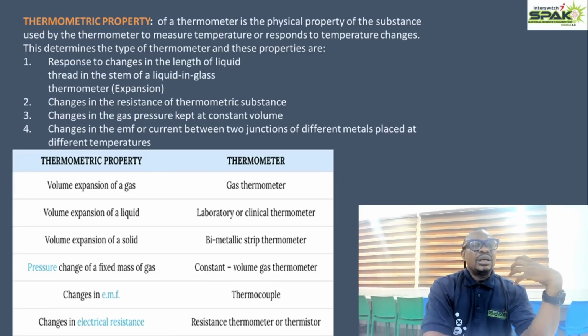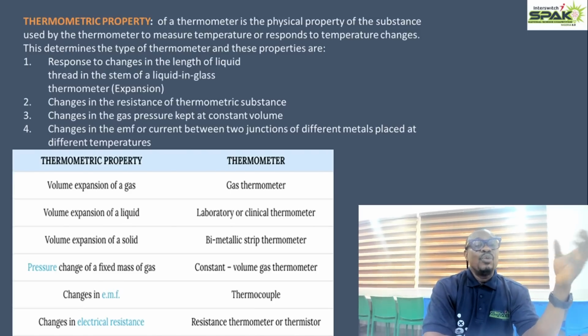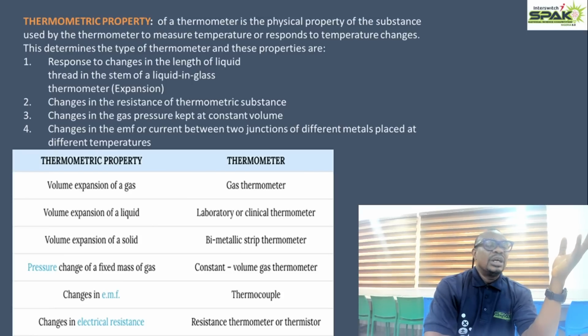The change in what? The volume expansion of the liquid with temperature. Either the volume expansion or the change in the volume of the liquid with temperature. So what do we have for your gas thermometer as well? Okay, for constant volume gas thermometer.